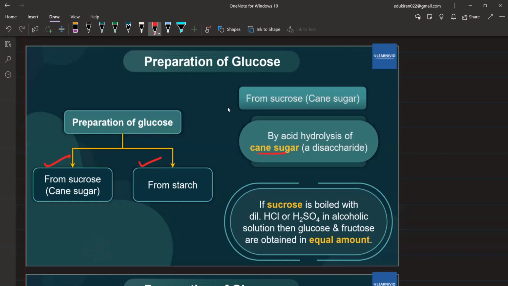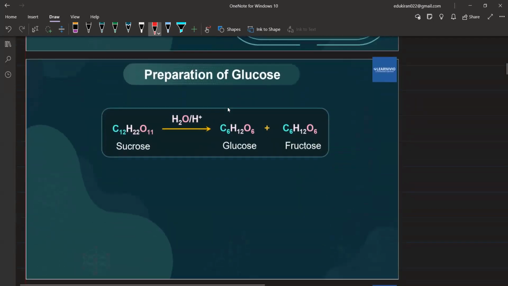Now what is cane sugar? In cane sugar we have actually sucrose here, and sucrose is boiled with dilute HCl or H2SO4 in alcoholic solution. Then glucose and fructose are obtained in equal amount. What is the reaction? Please see. Here is the reaction. If you have sucrose, you do hydrolysis in the presence of acid, you are going to get 1 molecule of glucose and 1 molecule of fructose.